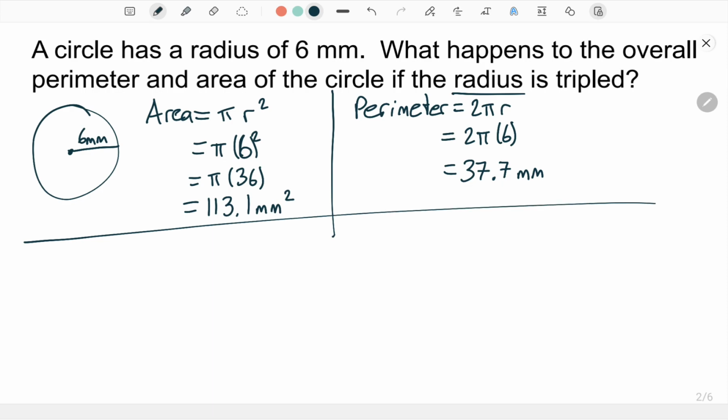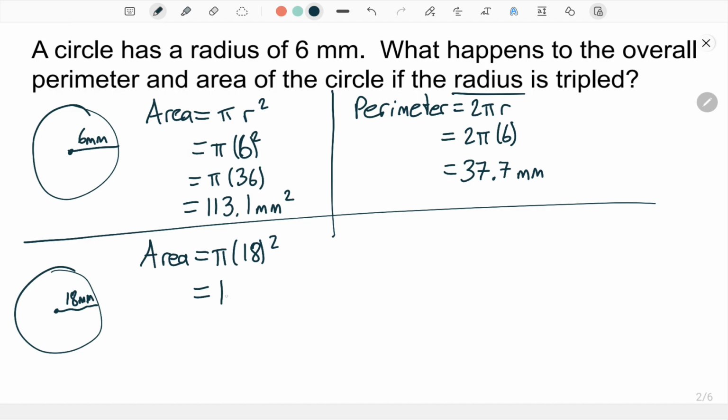Now let's take a look at what the tripled circle would look like. So instead of 6, we'll have 18 millimeters. So the area, using the same formula, will be pi times 18 squared. And that will equal 1017.87. So we're just going to round it off to 1017.9 millimeters squared.